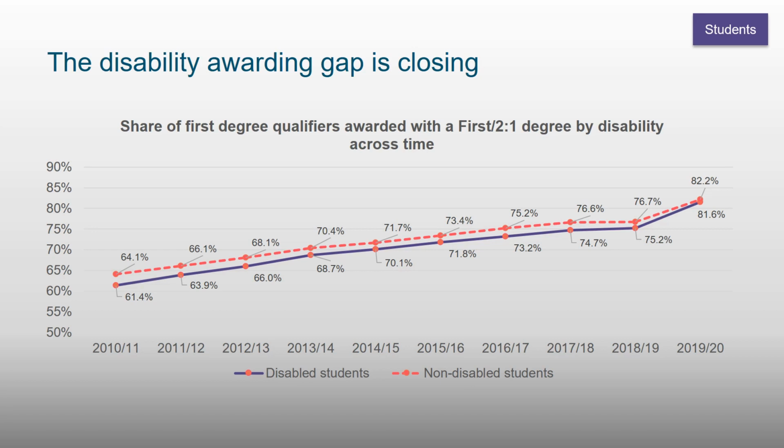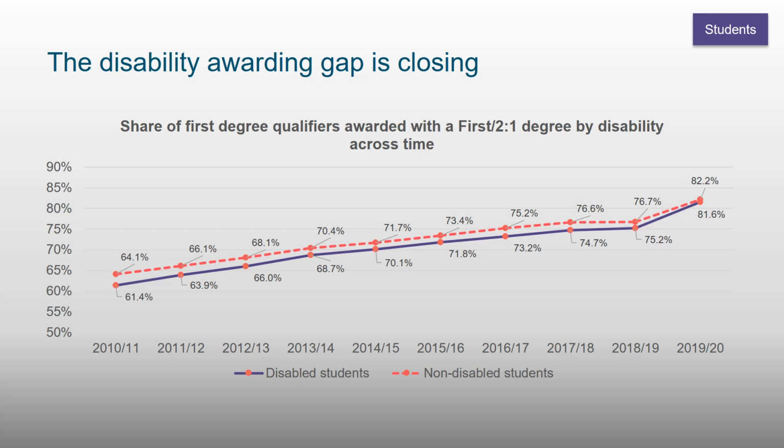Finally, looking at the disability awarding gap, this has reduced more so within the last year than in the past. Specifically, whereas between 2010-11 and 2018-19, the awarding gap between non-disabled and disabled qualifiers was on average around 1.9 percentage points, in 2019-20 this was only 0.6 percentage points, with 82.2% of first-degree non-disabled qualifiers and 81.6% of disabled qualifiers being awarded a first or a 2:1 degree. It is important to question why this might have happened and try to interrogate what might have been different within the last year compared to the previous ones. Thinking, for example, about the no-detriment policies and remote assessment practices adopted by institutions due to COVID, and how this might have impacted disabled students' attainment.